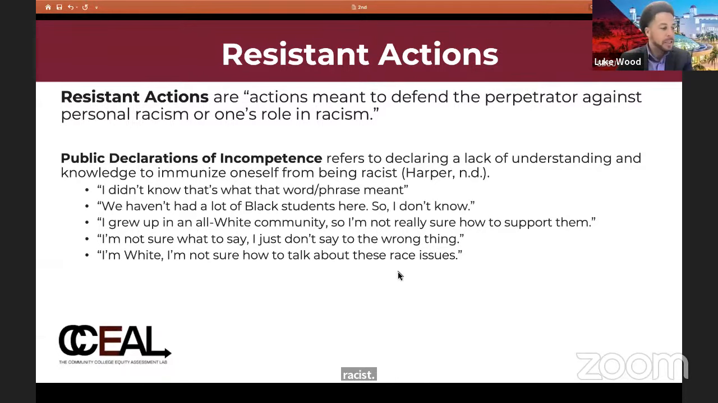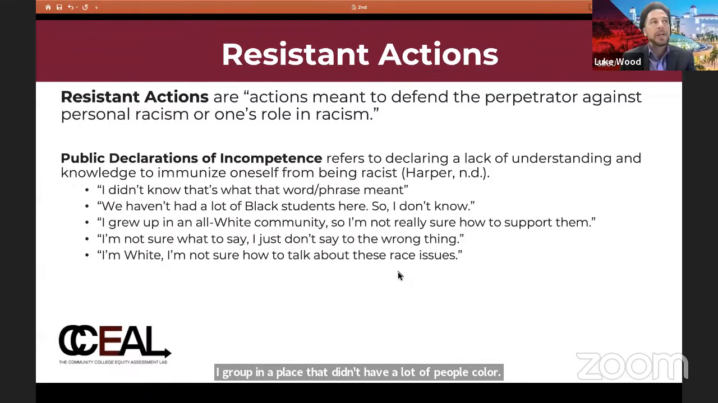Public declarations of incompetence are important. It's essentially when someone says, I don't know what you want me to do in this particular situation. I'm not prepared to do so. I have not been educated to do so. I did not know what that word or phrase meant when I used it. You said it means this in my community, it means that. Or I grew up in a place that didn't have a lot of people of color, so I'm not really sure how you want me to support them.